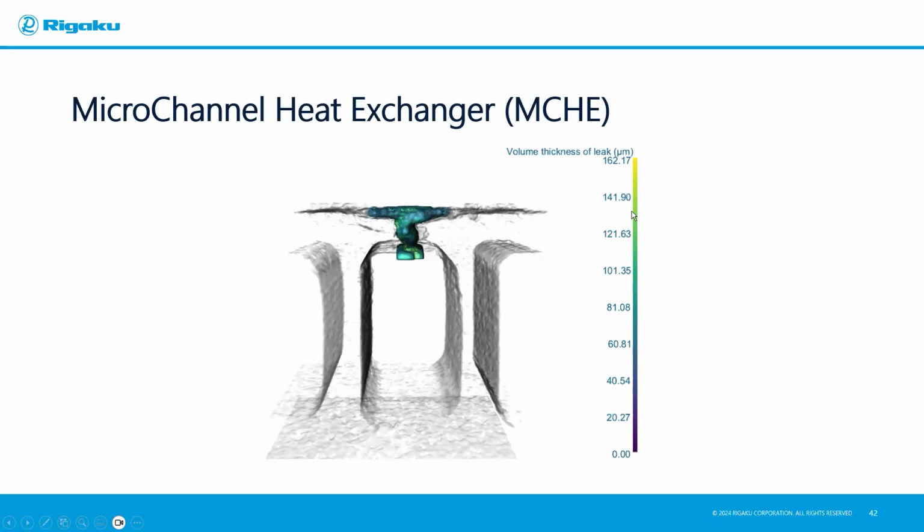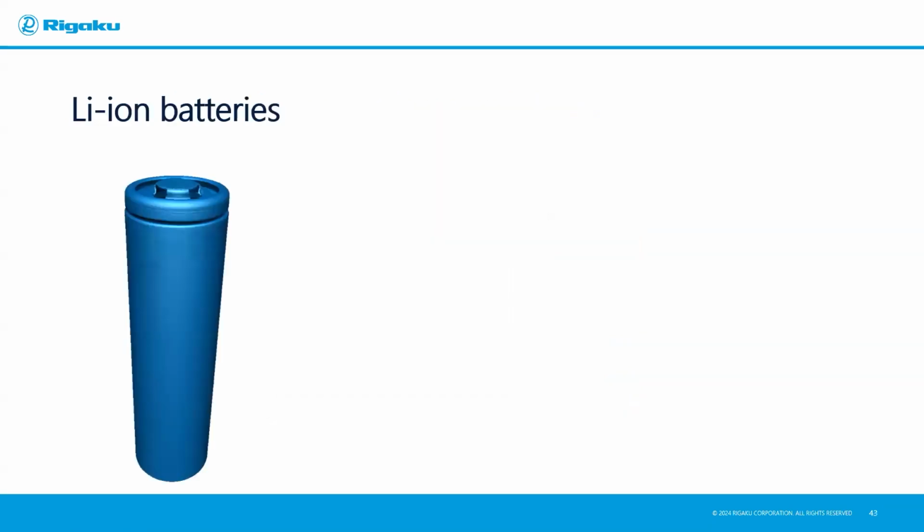So here's a simple example of a microchannel and how we might quickly segment that data to perhaps find leaks or characterize the channels or metal itself. So how about a different example? In this case, let's look at lithium-ion batteries.